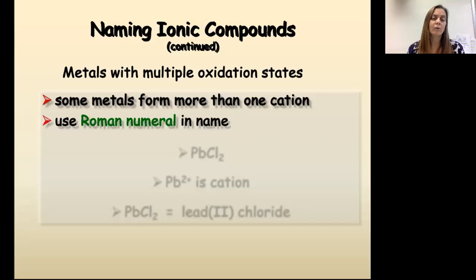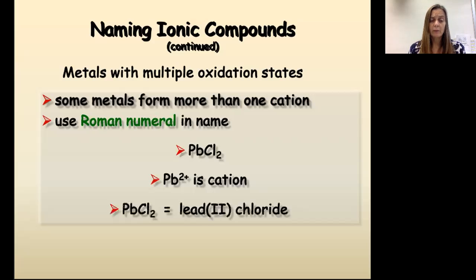And so we're going to look at the formula and we're going to determine what the charge is. So here we have PbCl2. We know that chloride is a -1. There are 2 of them. That means that our cation must be lead with a +2 charge so that this compound is neutral. So when we name it, we want to explain that its charge is +2. And so we name it lead(II) chloride, with the II being Roman numerals in parentheses.